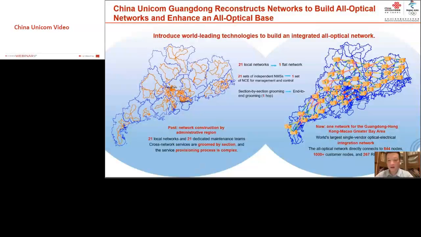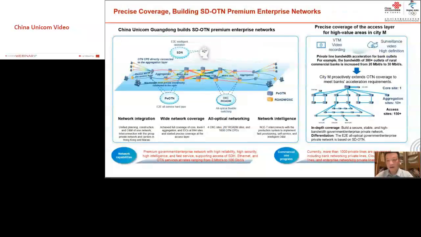subsequent services. Based on the provincial integrated all-optical base, China Unicom Guangdong has built an SD-OTN high-quality enterprise network to provide high-quality OTN private lines for various industries. The SD-OTN top-quality enterprise network has 4 features. First, network integration, one network, unified planning, construction, and operation and maintenance. Second, wide network coverage. It covers 844 optical nodes and coverage at its access layer has been achieved.